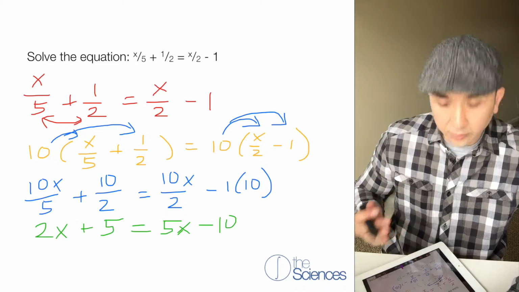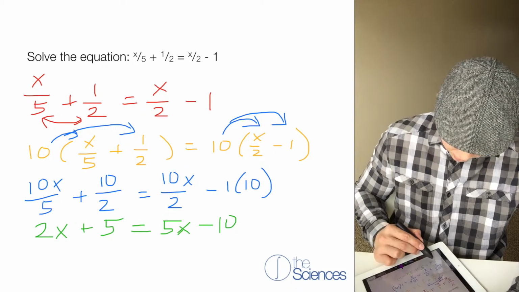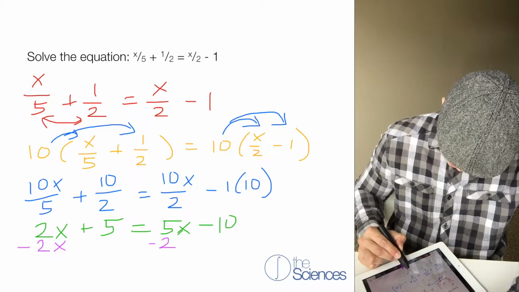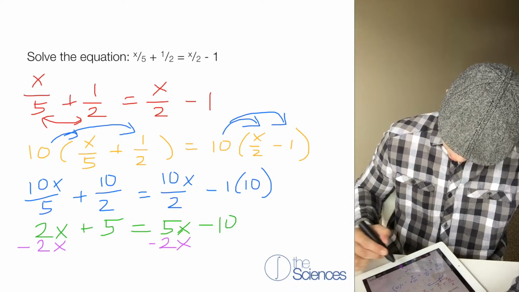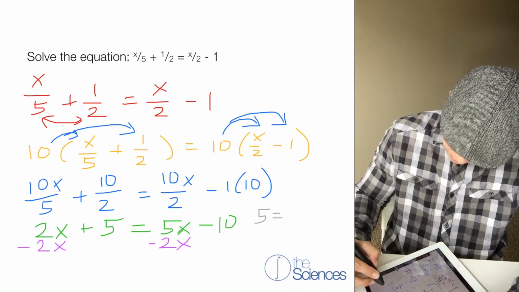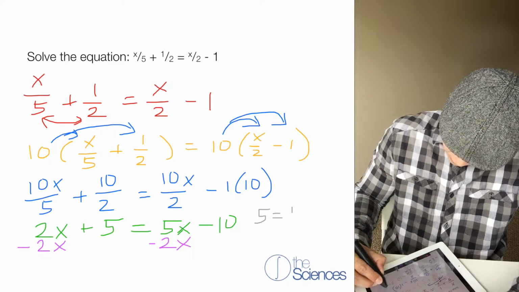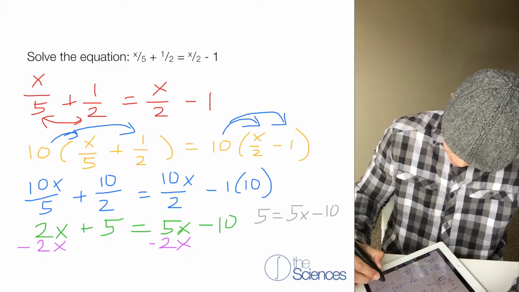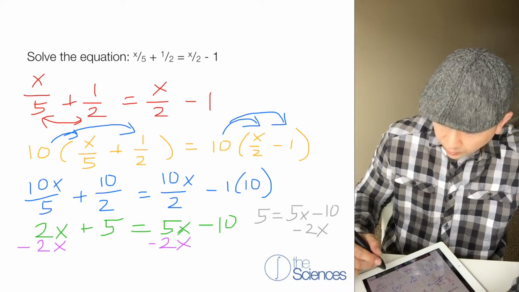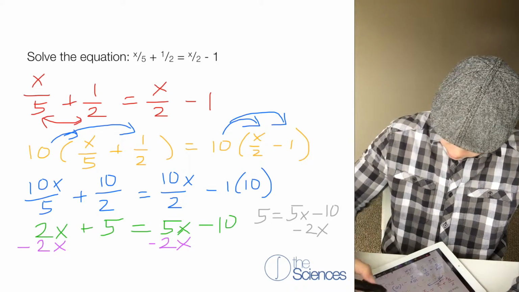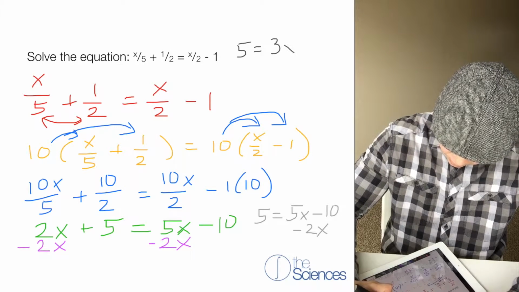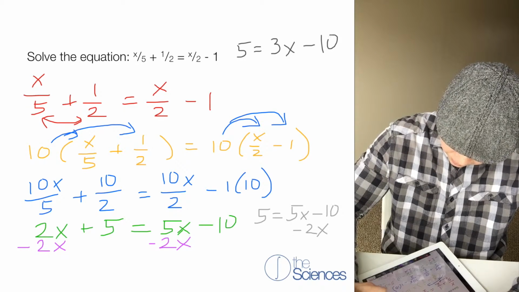So now we can move the variable to one side of the equation by subtracting 2x from both sides. So now we get 5 equals 5x minus 10 minus 2x. So 5x minus 2x is 3x. So we get 5 equals 3x minus 10.